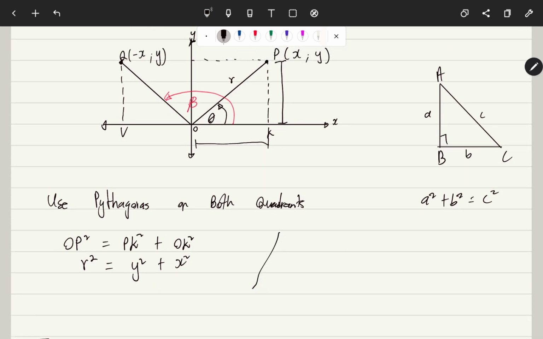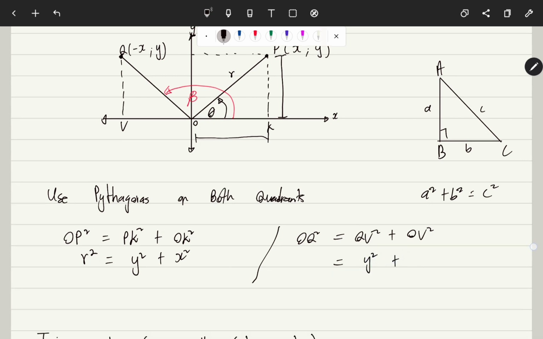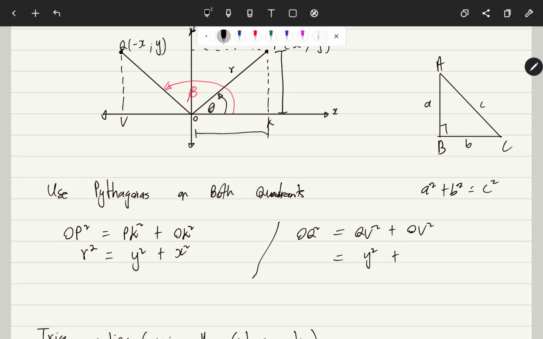Something interesting in the second quadrant: we're going to have OQ squared equals QV squared plus VO, or OV, squared. QV is the y value. Remember, y is positive, so we have it like that. And VO is the x value, but the x value is negative, so it's going to be minus x, then squared. Just the young thing from grade 10.